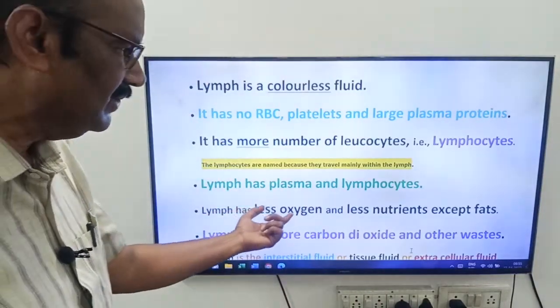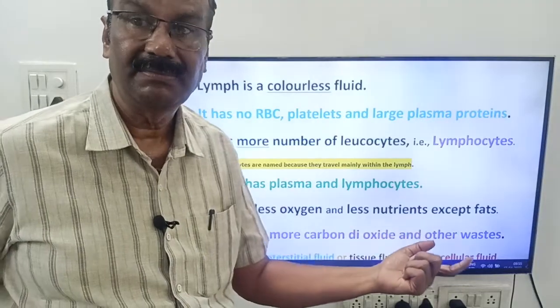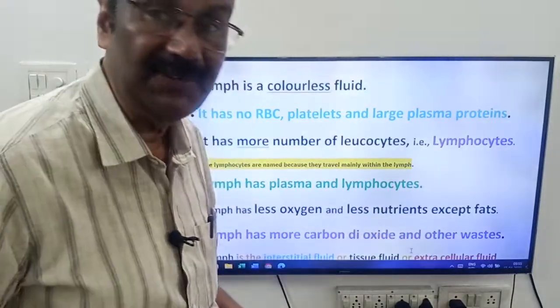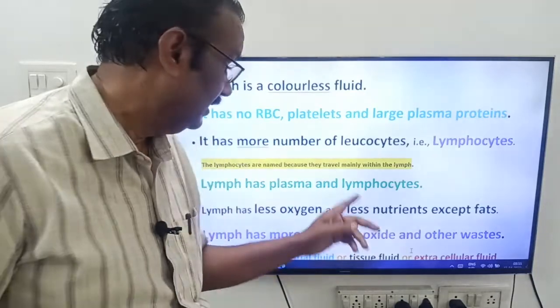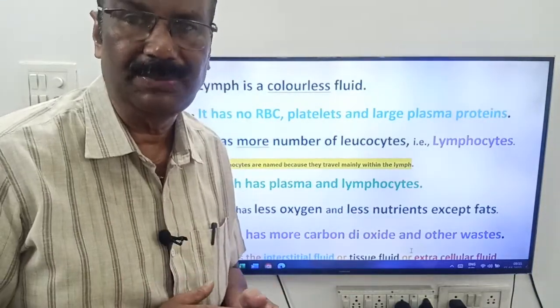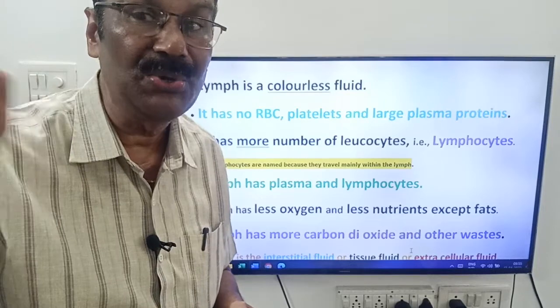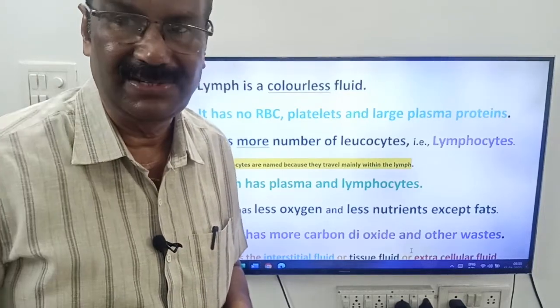Lymph has less oxygen and less nutrients, except fats. See, friends, lymph has less oxygen. Lymph has less nutrients like glucose and amino acids, but it has more of one nutrient. What is that, friends? More fats.